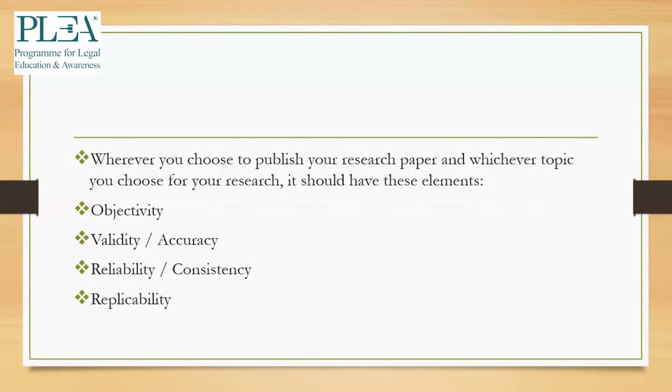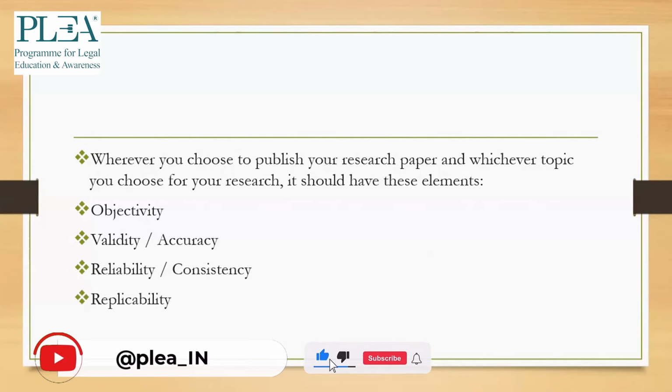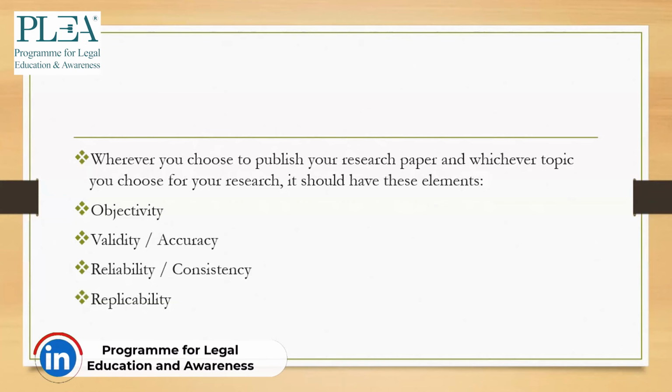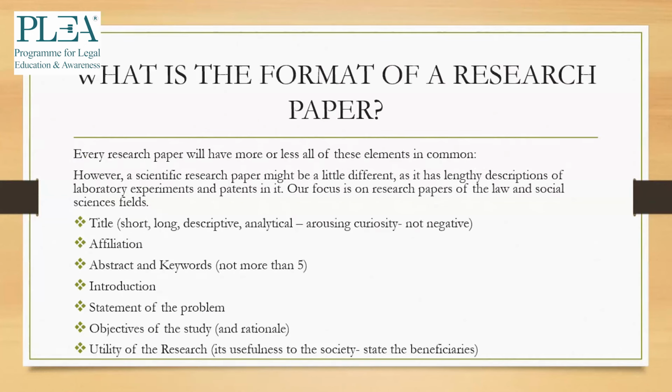Wherever you choose to publish your research paper, whichever topic you choose for your research, what is important? It should be an objective research. This is where we stopped yesterday. Objectivity, validity, accuracy. Your research should be authentic. It should be verifiable. If anybody wishes to verify the data, verify the research, it should be authentic, valid, reliable. It should give the same results if it is replicated, replicability, and consistency. So, I guess this is the juncture, the point where we stop. Let us take it ahead from here.